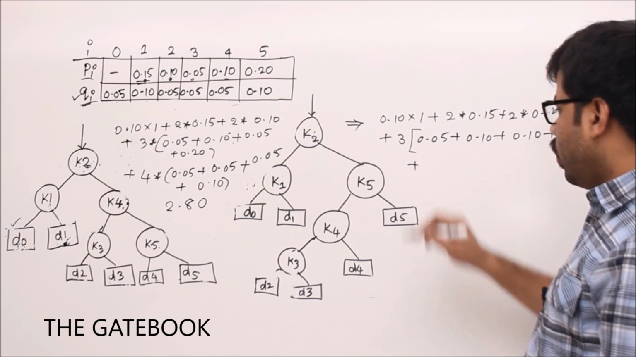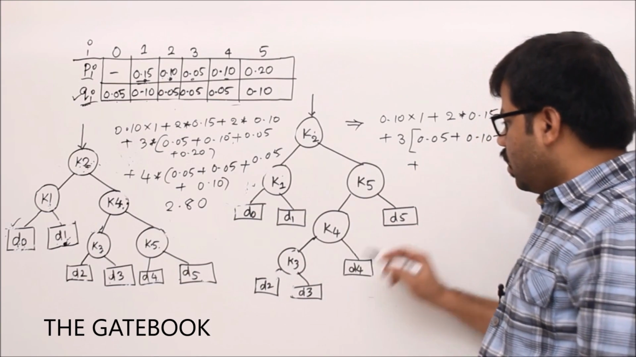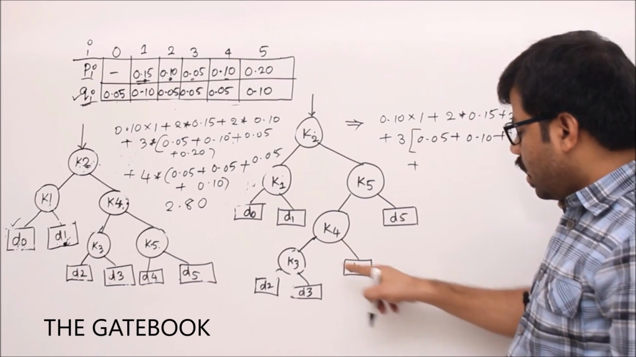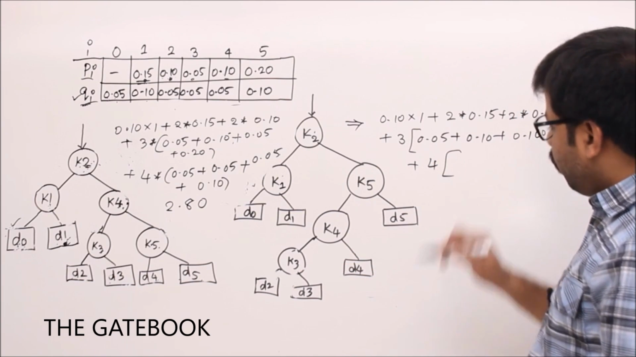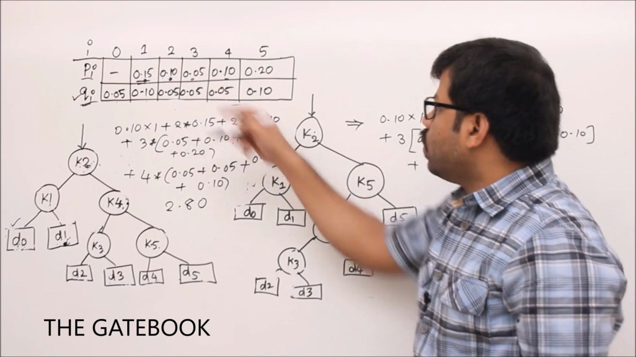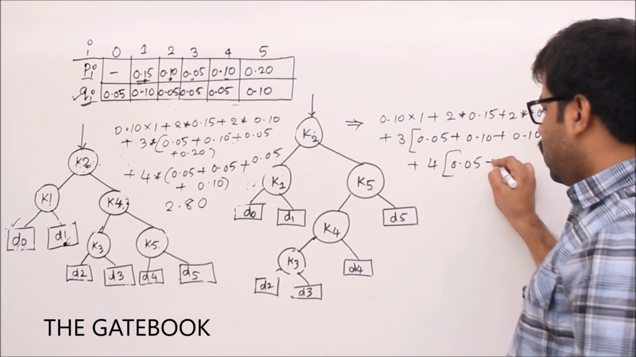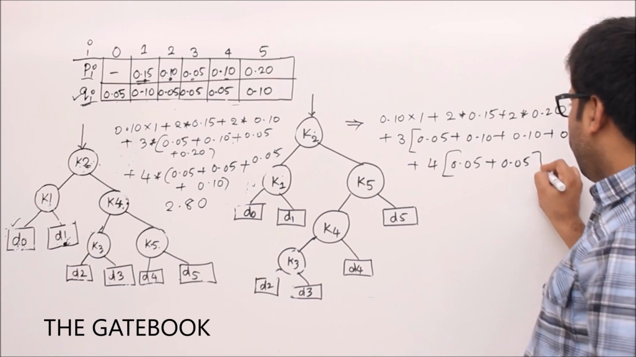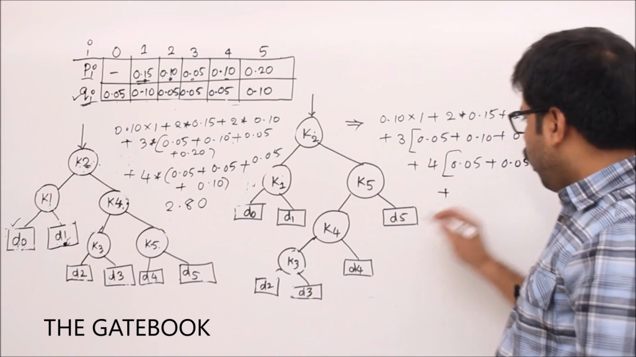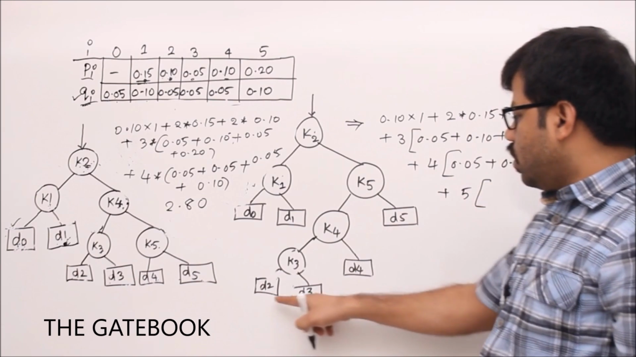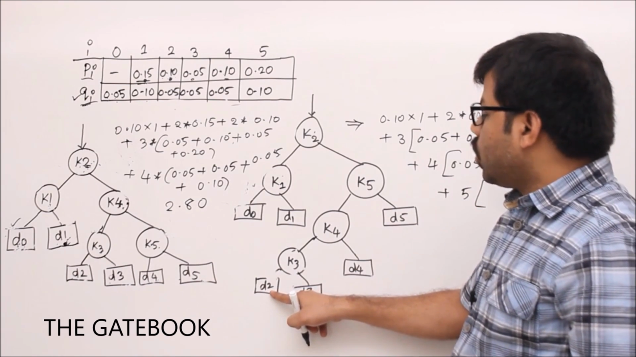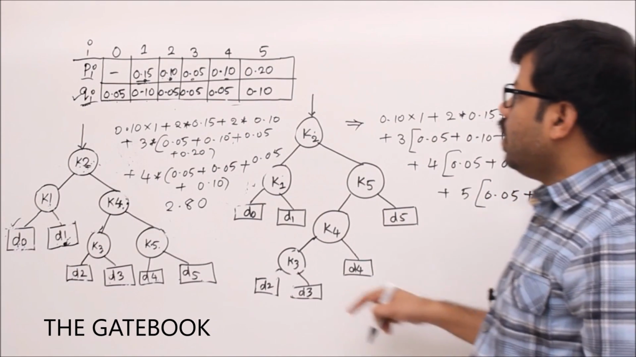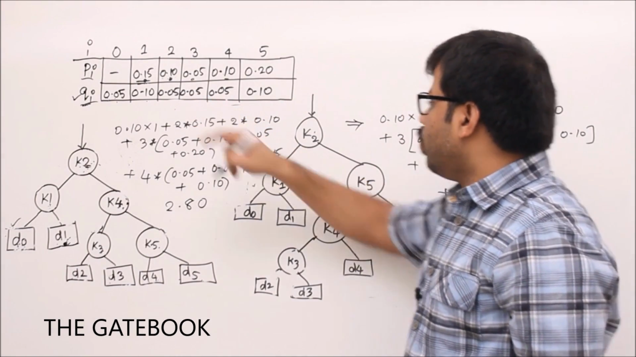Then we will go to the next level. So this level is done. Then at the next level we have 2 keys, one is k3, the second one d4. Their penalty is 4. K3's frequency is 0.05, plus d4's frequency is q4, 0.05, plus, at the next level, 5 into d2's frequency, which is q2, 0.05, plus d3's frequency, which is q3, 0.05.